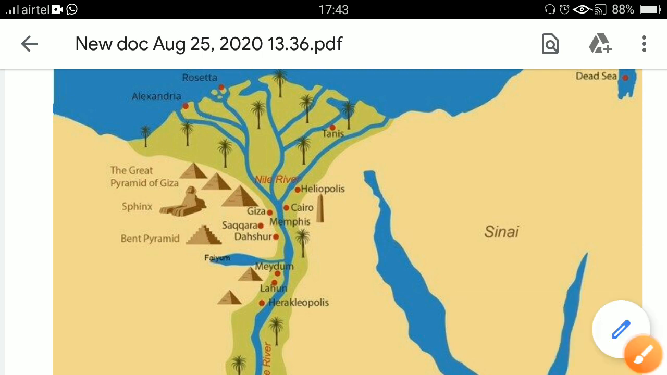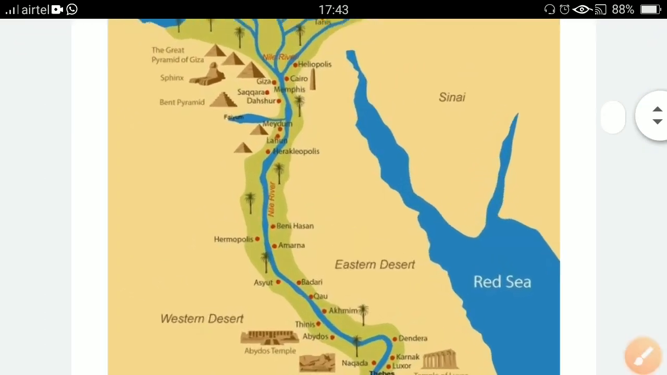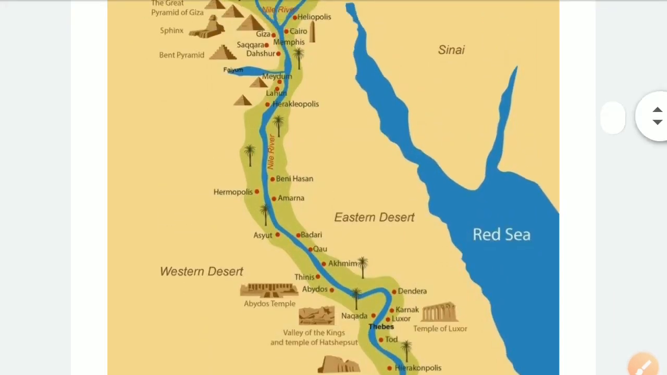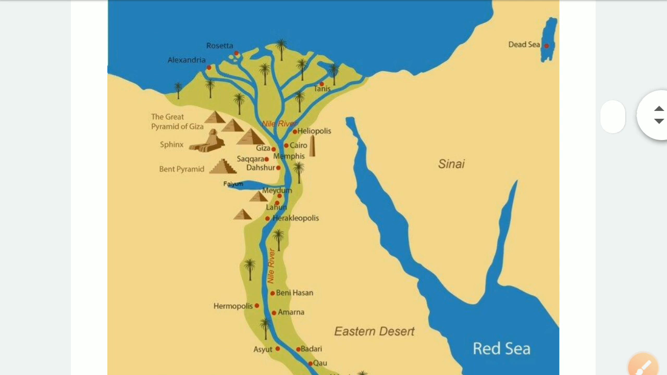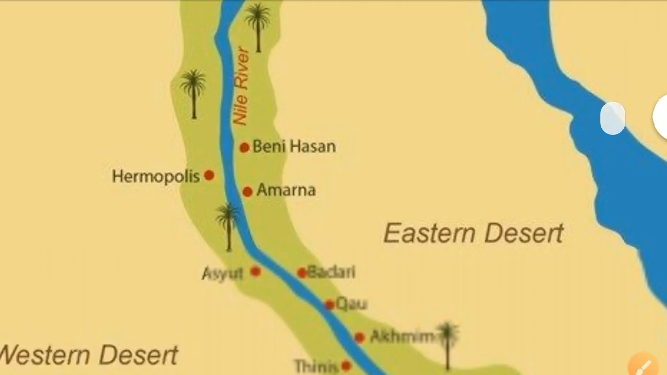You see, this is the map of Egypt, and Egypt is totally based upon the river Nile. Nile is also one of, not you can say one of the, but you can say the longest river in the world. So as you know, this chapter is based upon Egypt and the Egyptian pharaohs.